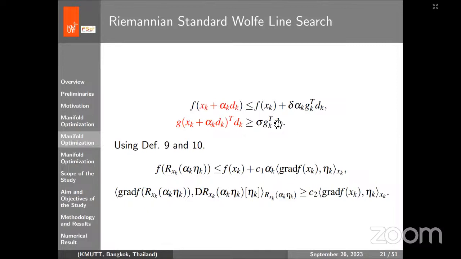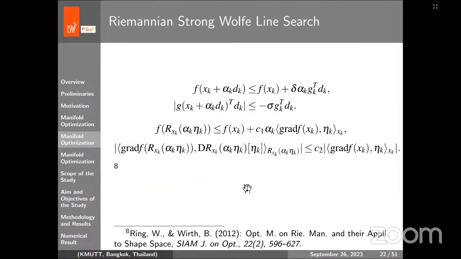The next thing is for us to have a replica of the line search representation in Euclidean space for Riemannian optimization. These two inequalities are one of the important line search techniques in Euclidean spaces called the standard Wolfe line search, which is represented in the Riemannian setting using definitions 9 and 10, that is, the derivative of retraction as well as inner products, which is given by this. Sometimes the convergence analysis of a given problem may require other techniques rather than the standard Wolfe line search, called the strong Wolfe line search, given by these two inequalities, which we represent in the Riemannian manifold as this. This representation was actually given by Ring and Wirth in 2012 in an attempt to extend the classical Euclidean conjugate gradient from the Euclidean setting to the Riemannian manifold.